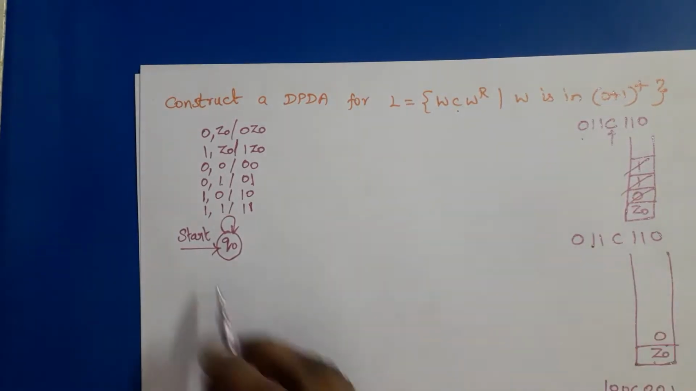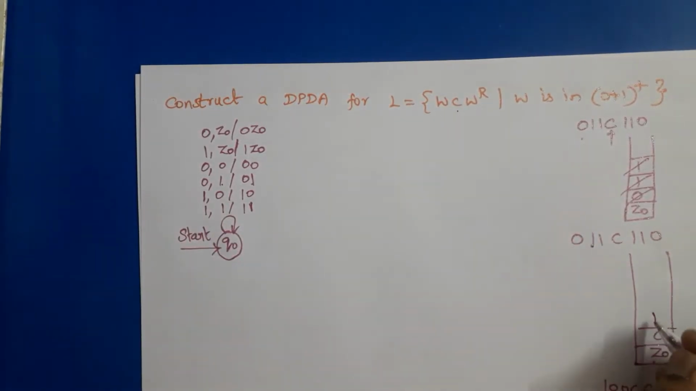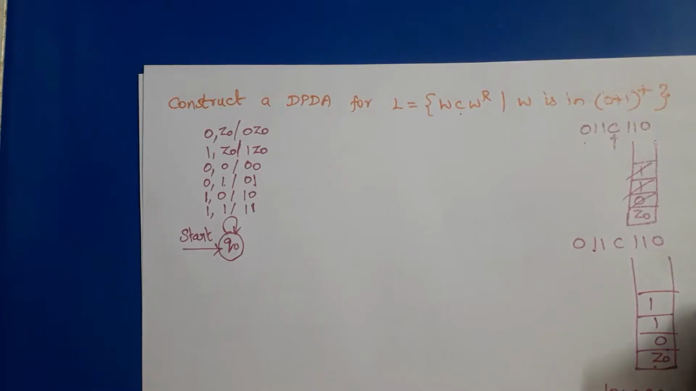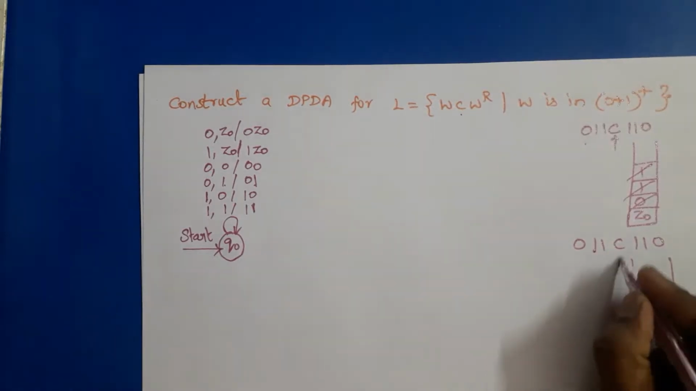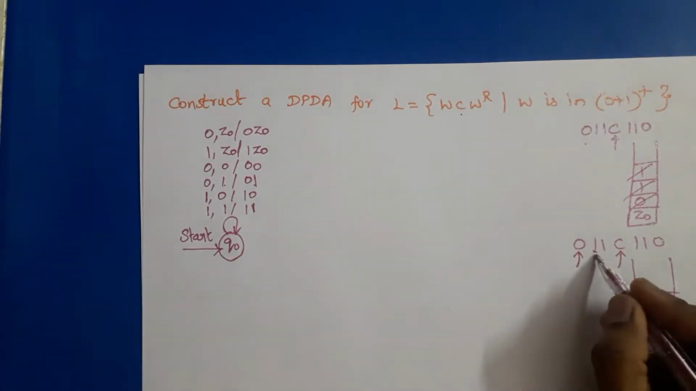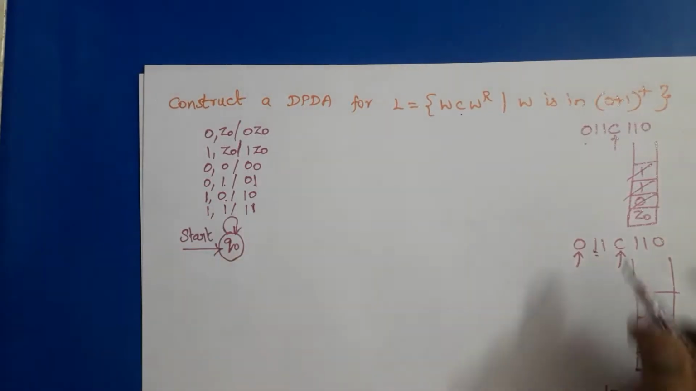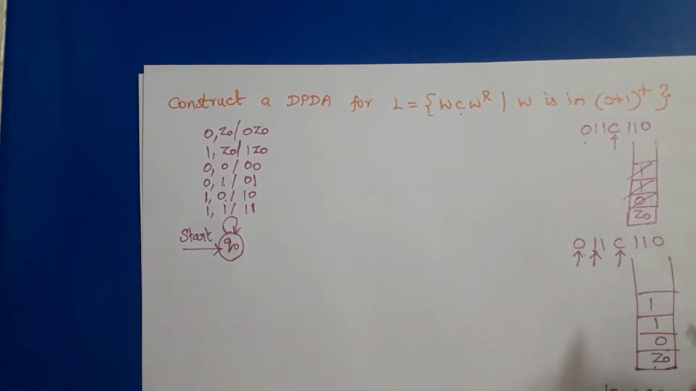By following these transitions, in this case 1 and 1 are pushed onto the stack and here 0, 0 are pushed onto the stack, right? Initially 0, 0 is pushed onto the stack, then 1 with top of the stack 0 means 1 is pushed onto the stack. Then again 1 with top of the stack 1, so this 1 is also pushed onto the stack. Now the current input is C.